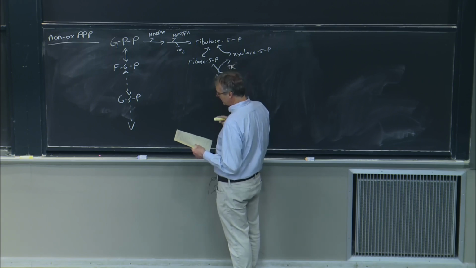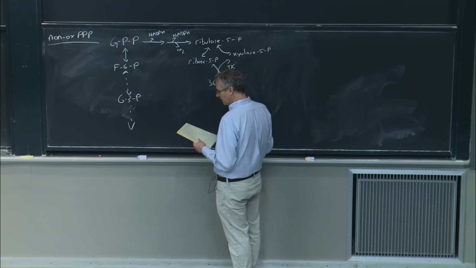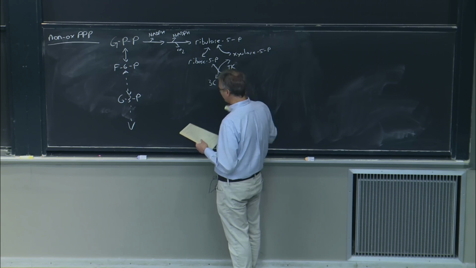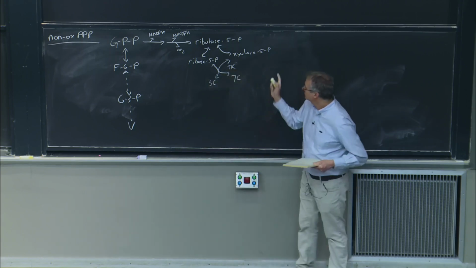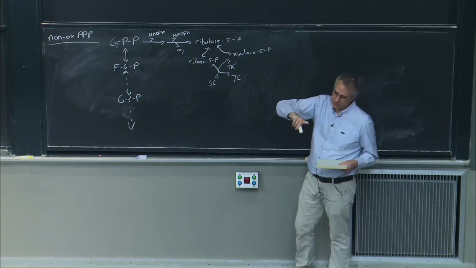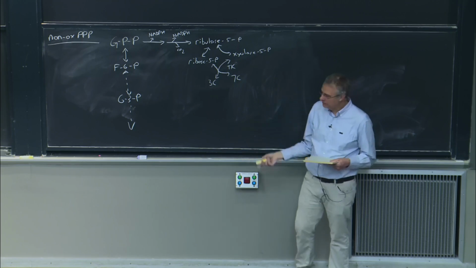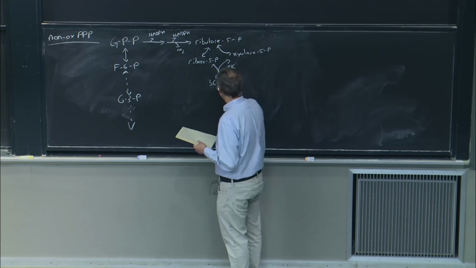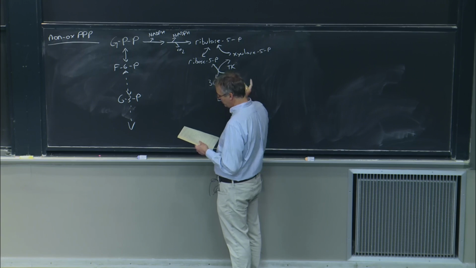If I do a transketolase reaction, I'll get a 3-carbon aldose and a 7-carbon ketose. Okay, remember transketolase moves 2 carbons from the ketose to an aldose, giving you a shorter aldose and a longer ketose. All right. Now if I run a transaldolase reaction, I'll move 3 carbons. That gives me a 6-carbon ketose and a 4-carbon aldose.